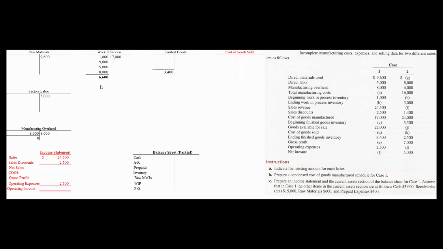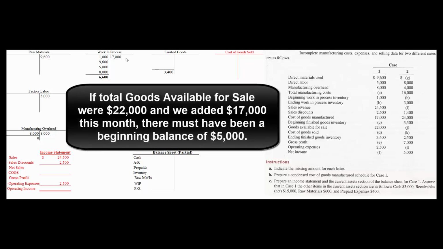And I'm going to put in bold the stuff that we figured out. It tells us that the goods available for sale are $22,000. So we had in our finished goods warehouse, before we sold anything else, goods available for sale of $22,000. Well, if $17,000 came in, that means that our beginning balance in finished goods inventory must have been $5,000. So that $5,000 that was in there from last month, plus the $17,000 we finished this month, gave us goods available for sale of $22,000.